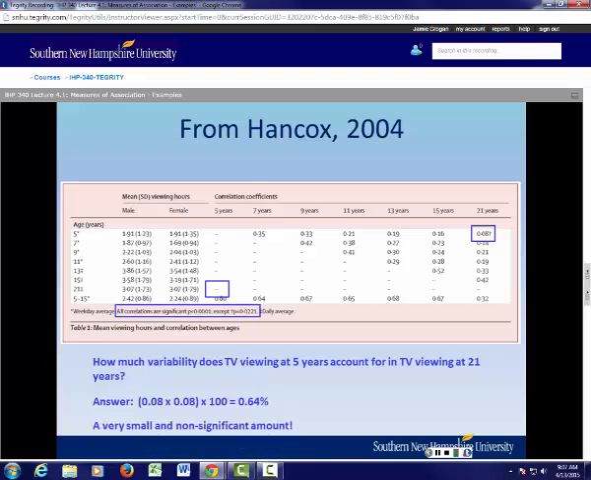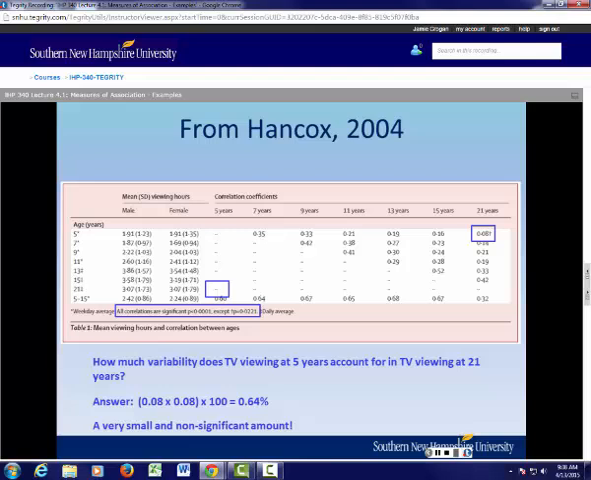And I just want to point out that this very small amount of variability accounted for is because this is a very small correlation. It is also not significant because it's saying that this is the only correlation in the footnote where this is not significant. So this is very small, non-significant, and you can see the amount of variability accounted for is really tiny. These two variables are not related.